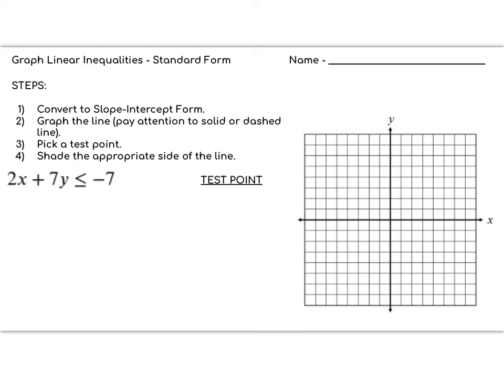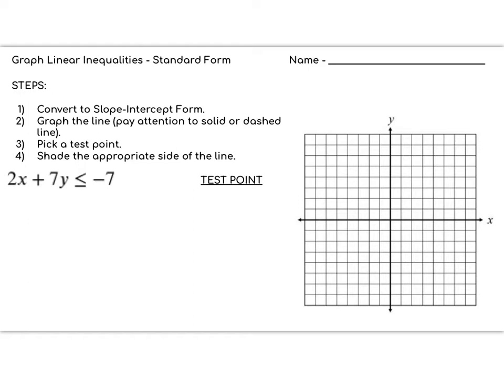Previously, we have graphed linear inequalities, and all the inequalities were in slope-intercept form. So they were already ready to graph, we knew what to do, and we went with it. Today, we're going to graph linear inequalities, but they're going to start in standard form. So this just means we have a little bit of manipulation we have to do before we're ready to graph.